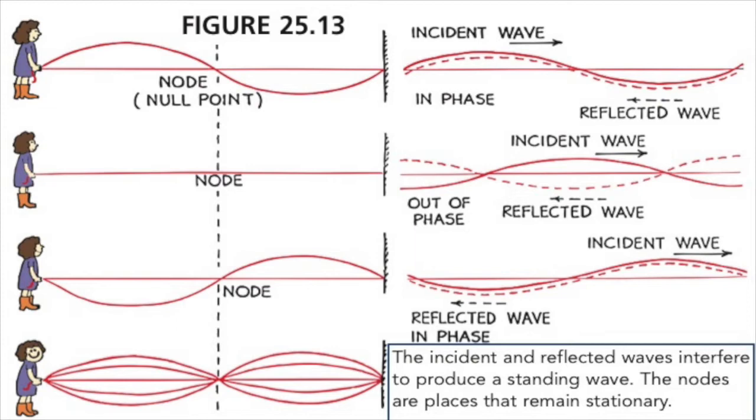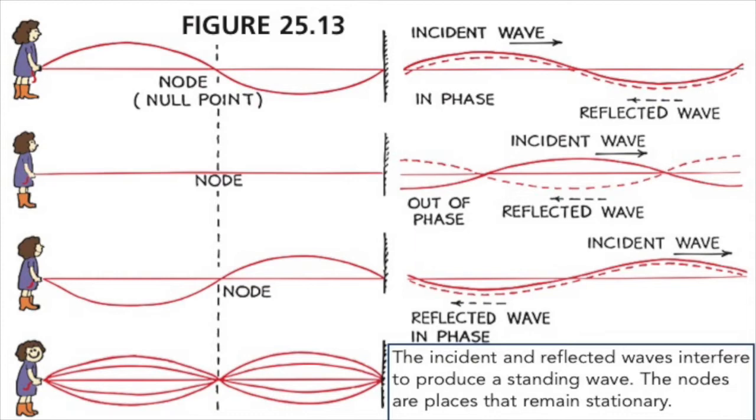The incident wave is the one going away from the student, and the reflected wave is the one that hits the wall and goes back to the student. So then you have the standing wave, of course, which is also very important, and to understand the nodal points. Okay, so good.